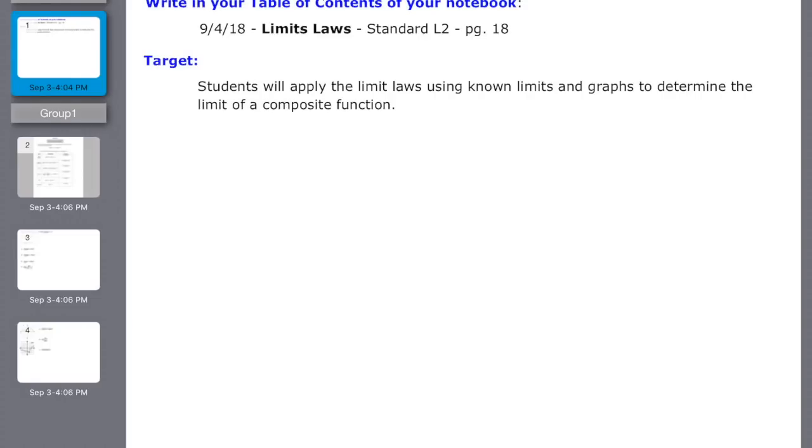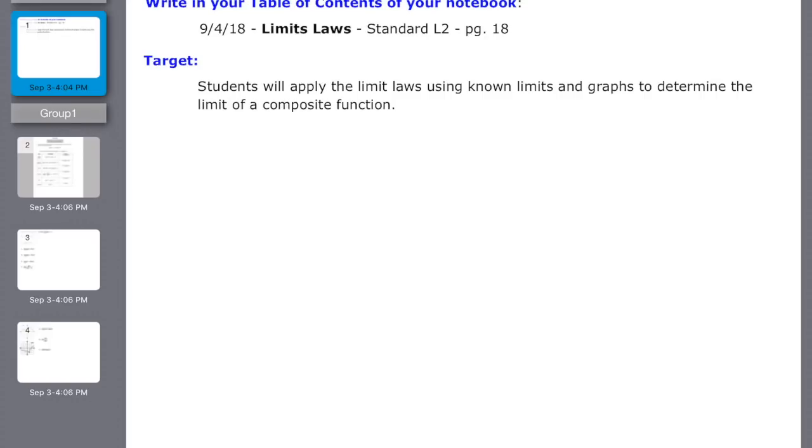Okay, here is your second video of our notes. This is over the limit laws. These are ways that we can manipulate some of our limits and break them down to help us calculate them algebraically. Some of them are going to be really obvious, some of them maybe not so obvious.